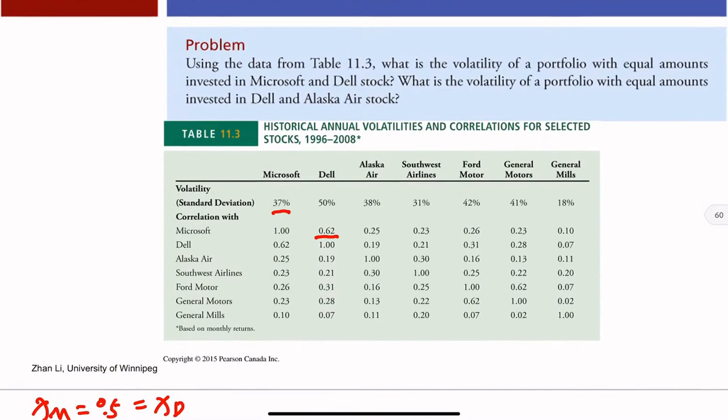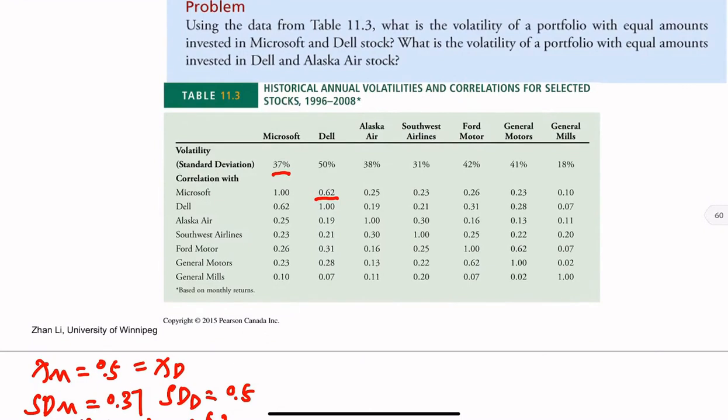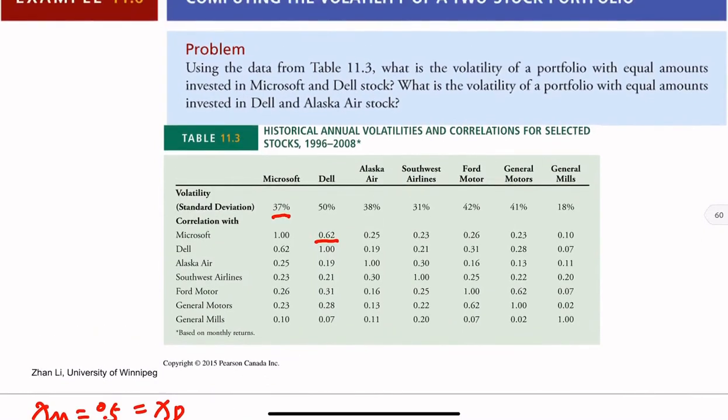It says, what is the volatility of the portfolio with equal amounts invested in Dell and this Alaska Air, right? Basically, you can see that the steps would be exactly the same. The only difference is you will have to plug in different numbers because now you have a different firm, which is the Alaska Air stock. Right? So I will just skip the second question, and of course, when you're at home watching this video, you should solve the second question by yourself as practice.